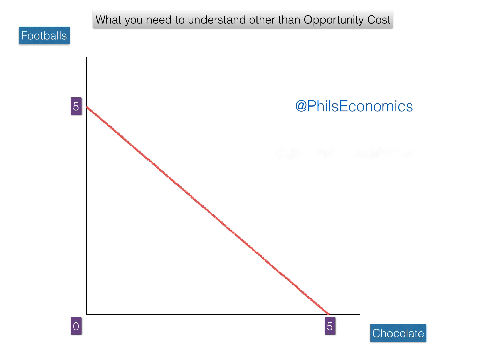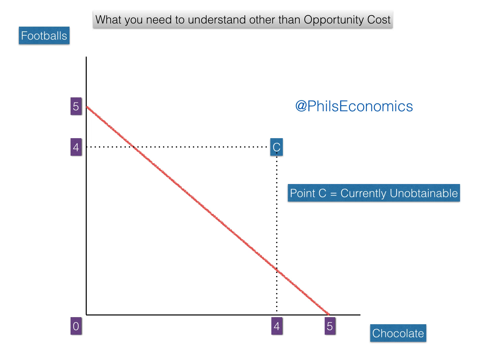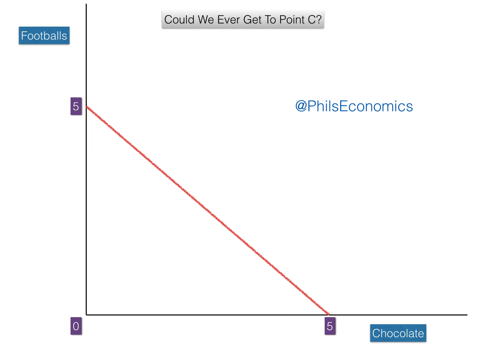That brings us to point C. This point would need us to be able to produce 4 footballs and 4 chocolates at the same time. But currently, if we produce 4 chocolates, we can only produce 1 football. So point C is not a point we can reach at present. It is currently unobtainable. So could we ever get to point C?